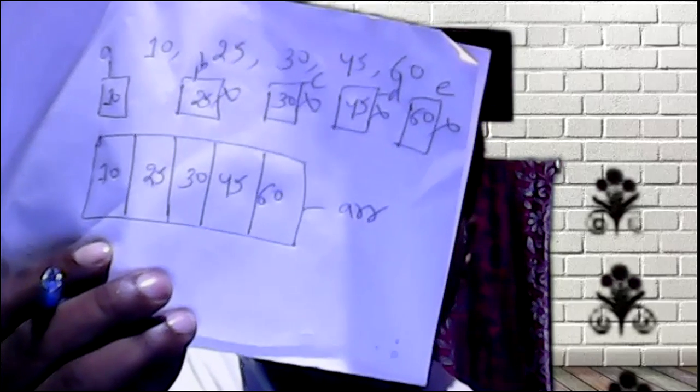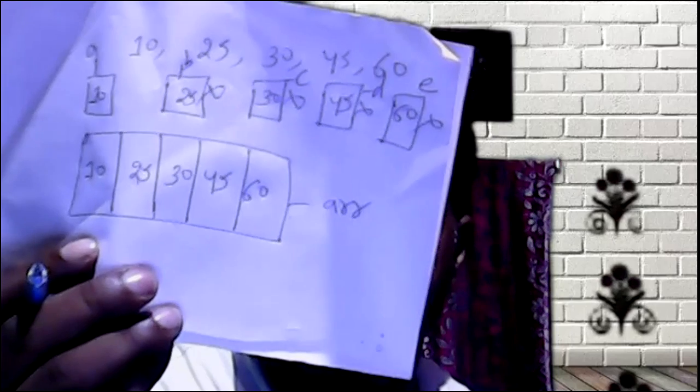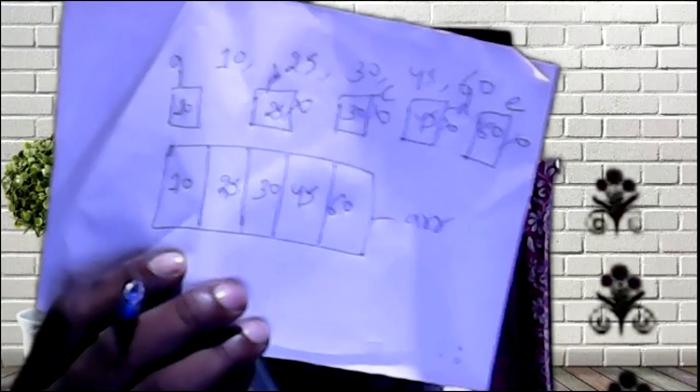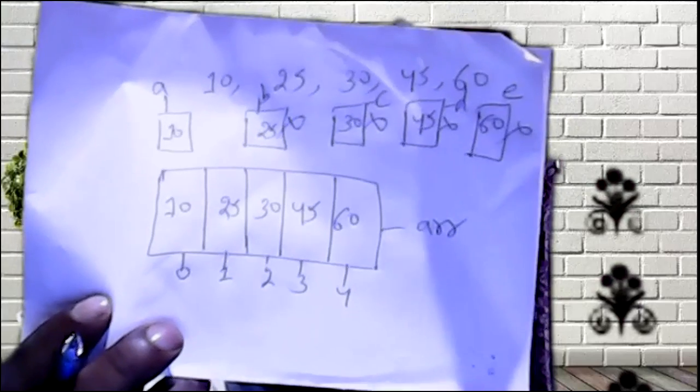But when you store all the values in a single memory location, how do you call them? It has just one name, suppose I give the name ARR. Then how do you access the values? You access them by using the array index number. The array index number starts from 0, so it is 0, 1, 2, 3, and 4. We are passing the index number here.